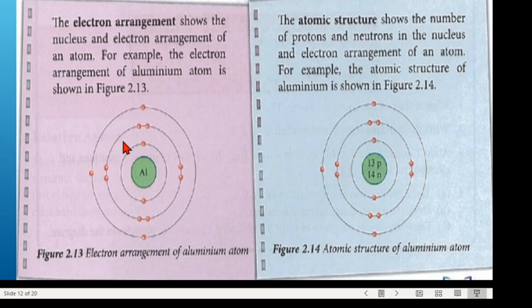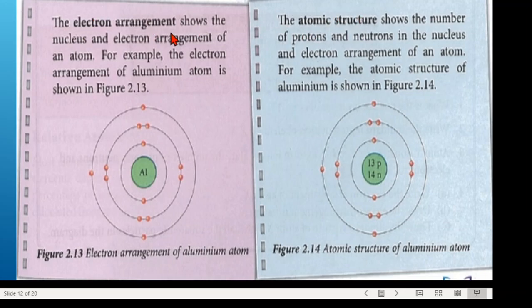Number of shell dia 1, 2, 3. Ini valence shell. So dia punya number of valence electron 1, 2, 3. 3 valence electron. Okay. The atomic structure shows the number of proton and neutron in the nucleus and electron arrangement of an atom. For example, here. Okay. Itu beza di antara electron arrangement dan juga atomic structure.